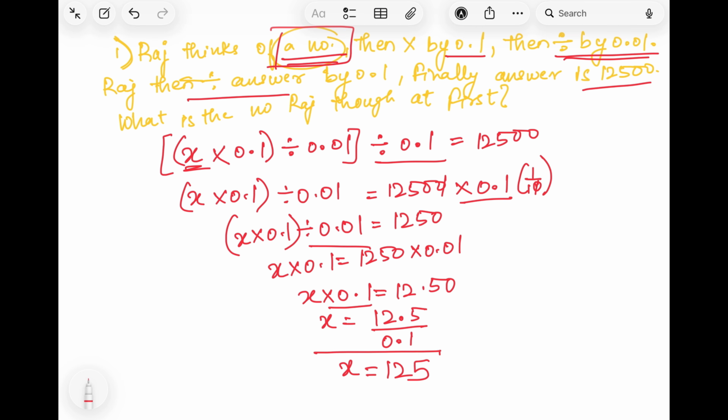125. So the answer is 125. If you want, you can just solve this like this, and if you check, you will get the same answer. If you want, you can also do the calculations in a straightforward manner: 125 multiplied by 0.1, then divide by 0.01, then divide again by 0.1, and you will get this answer for sure. Okay, so this is a type of logical or application-based thinking question. So that's it with the first subtopic.